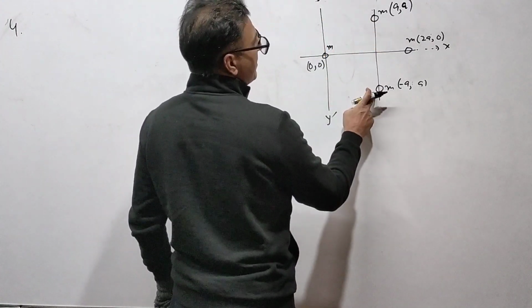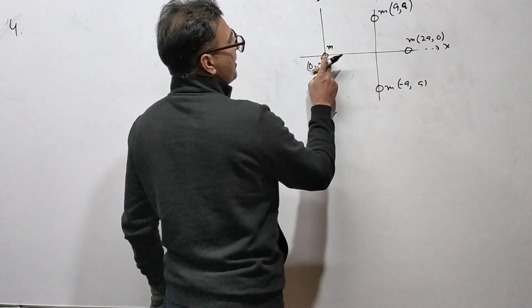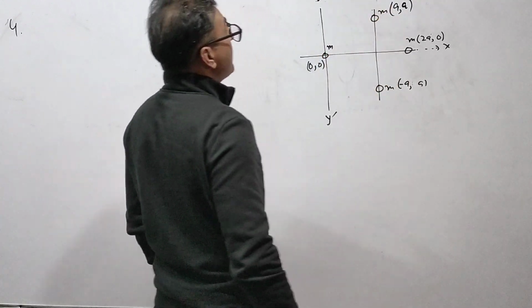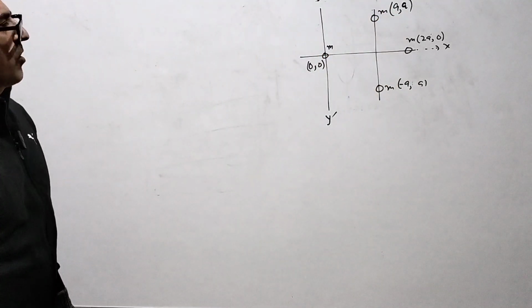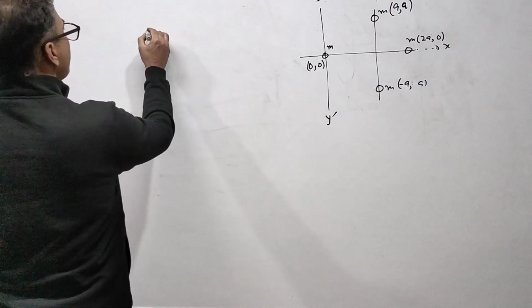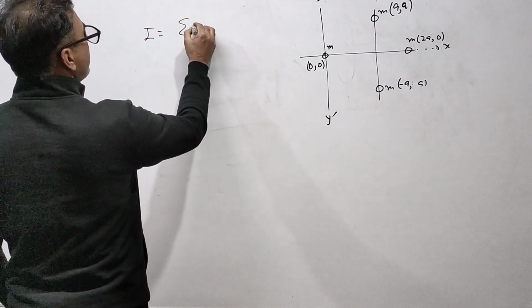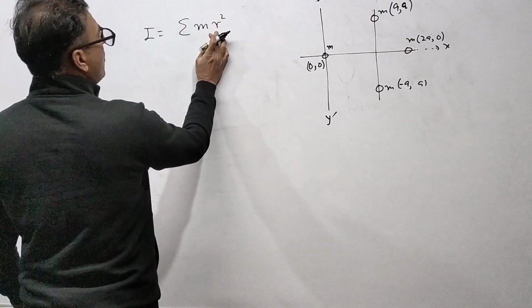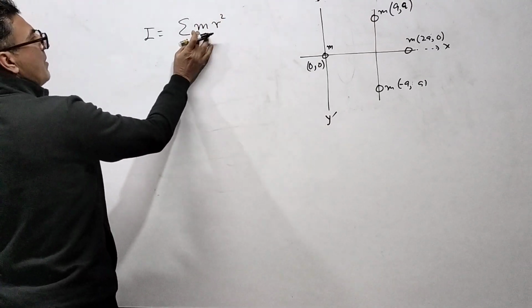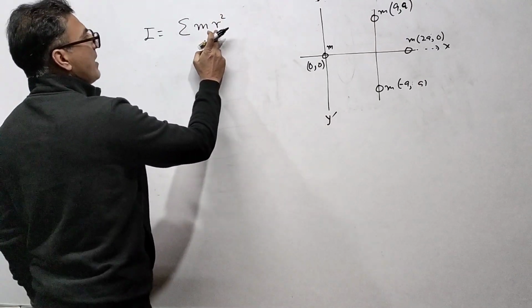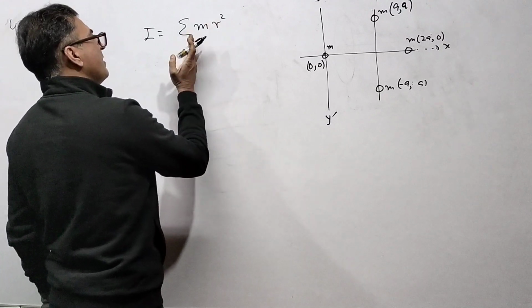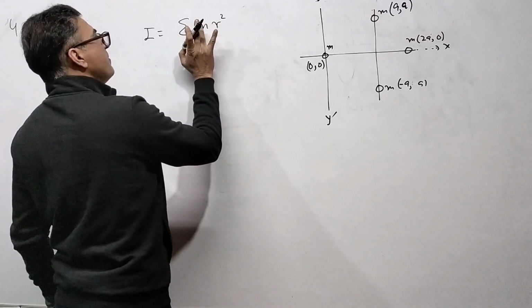So these are the 2 particles here, 1 particle here, 1 particle here, and all the particles जो है इनका हमें coordinates दिया हुआ है. So we use the formula moment of inertia is equal to summation of mr square, where r is the shortest distance of the mass point from the axis. ये r जो है ये है distance from the axis of this mass m.